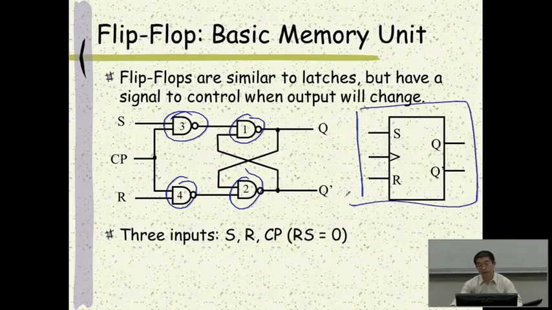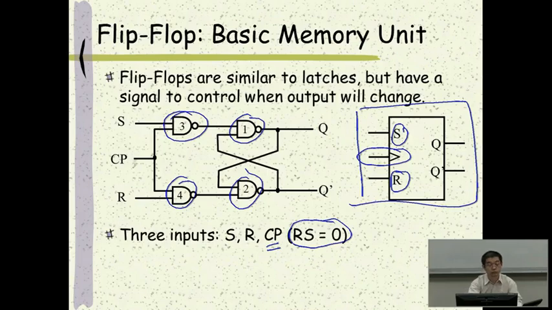So what you see here is we have 3 inputs: S, R, which we call the flip-flop input functions, and this signal, which we normally call the clock pulse. This is the clock signal. For these systems, we want to make sure that at least one of the inputs R and S will be 0. We don't want to set and reset at the same time. Otherwise, the system becomes unstable.